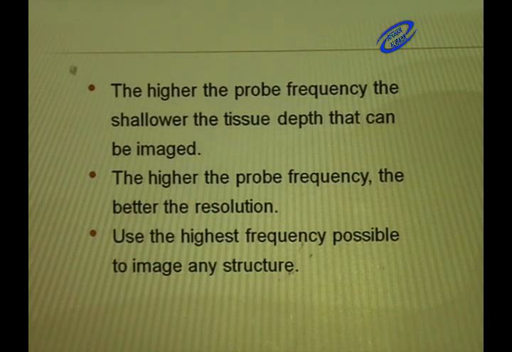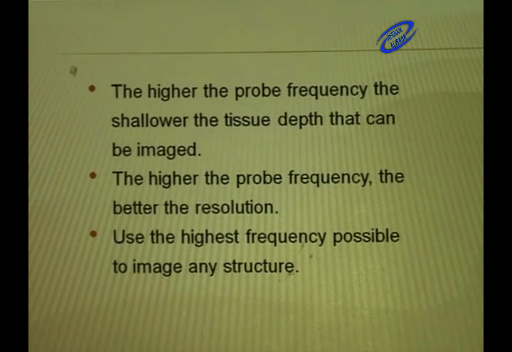But on the other hand, higher the frequency, better would be the resolution, that is the clarity of the image. Use the highest frequency possible to image any structure. Obviously, the aim of doing ultrasound is to look at the things as clearly as possible, and that can be done by using the transducer of higher frequency, because as we said, the frequency is directly proportional to the resolution, the clarity of the image.